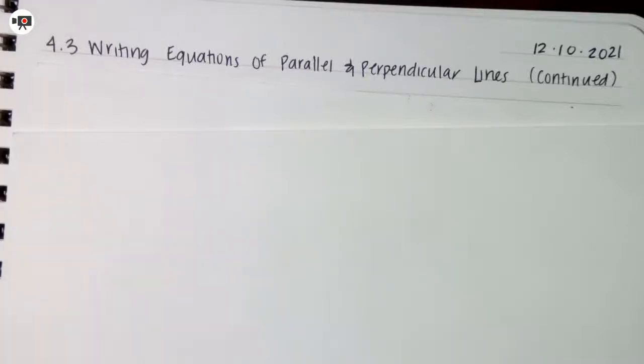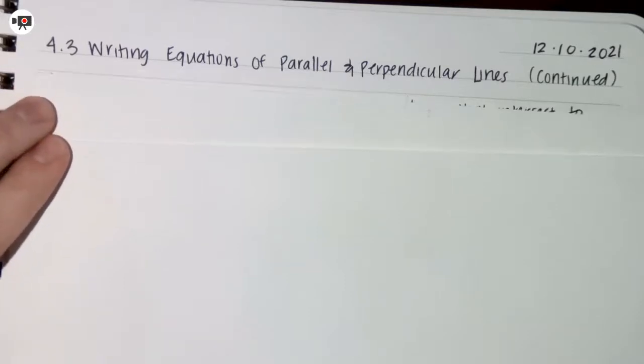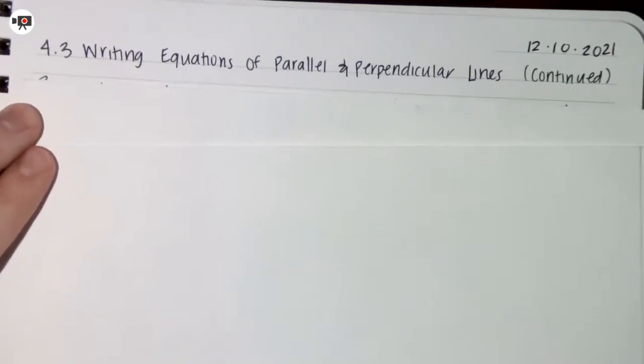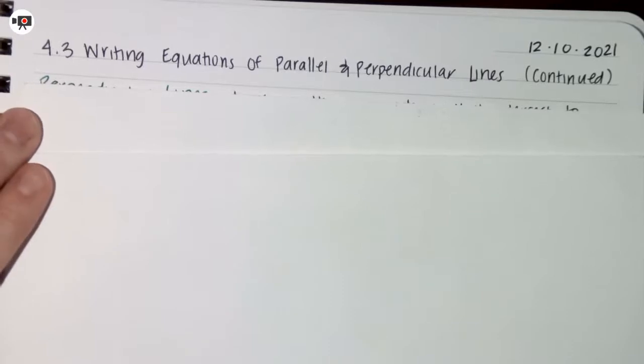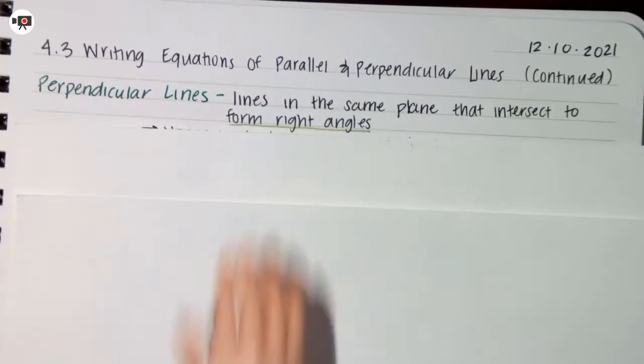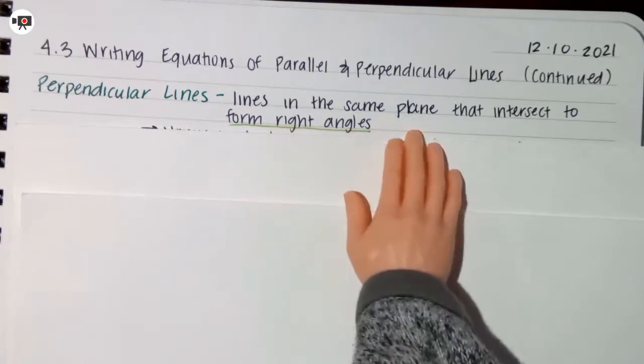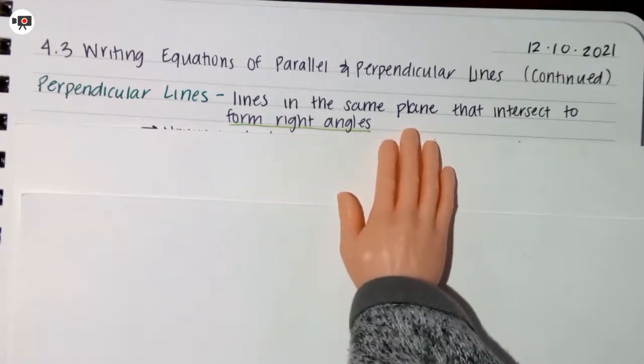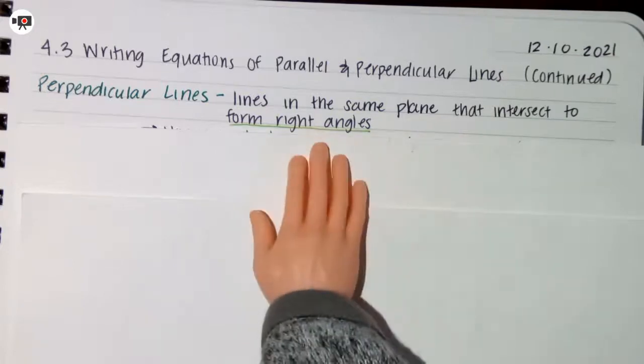This is 4.3, writing equations of parallel and perpendicular lines, continued. Before we looked at just parallel lines, now we're looking at only perpendicular lines. So perpendicular lines are lines in the same plane, meaning they're on the same surface, that intersect to form right angles.